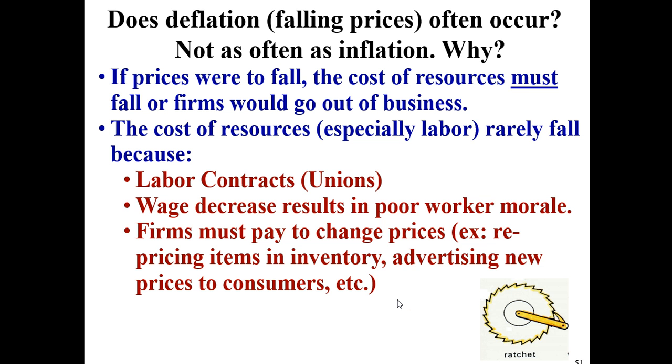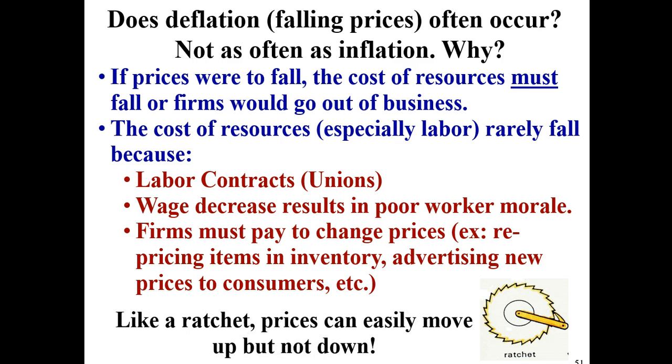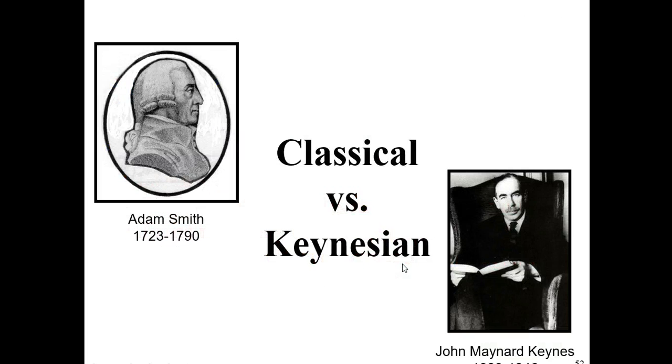And so firms don't want to have constantly changing prices. And so where it's easy for most firms to add to their price, to go backwards is pretty costly and doesn't look good for the firm to be kind of vacillating with prices. So these three things have a lot to do with the fact that the cost of resources rarely falls. So just like a ratchet, prices can easily move up because a ratchet moves in one direction, but not down. They don't move down very easily at all.